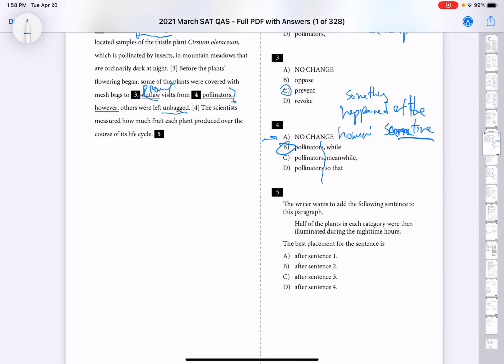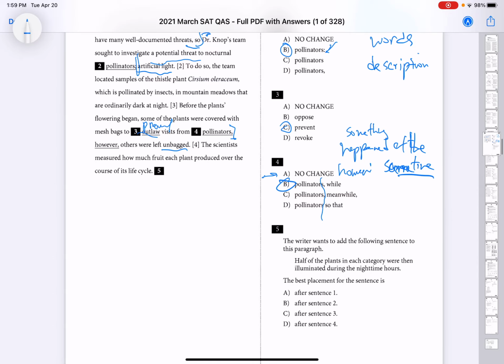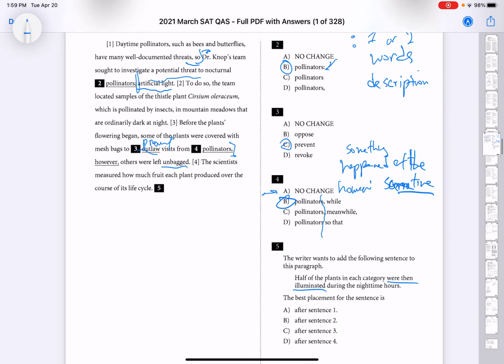Number 5, "The scientists measured how much fruit each plant produced over the course of its life cycle." So number 5, this is a replacement. They want to add a sentence in here. So it says, "Half the plants in each category were then illuminated during the nighttime hours." Okay, so this kind of gives a hint about the cycle in which this experiment was being done. So let's take a look. They want to place this sentence. Let's take a look at each one.